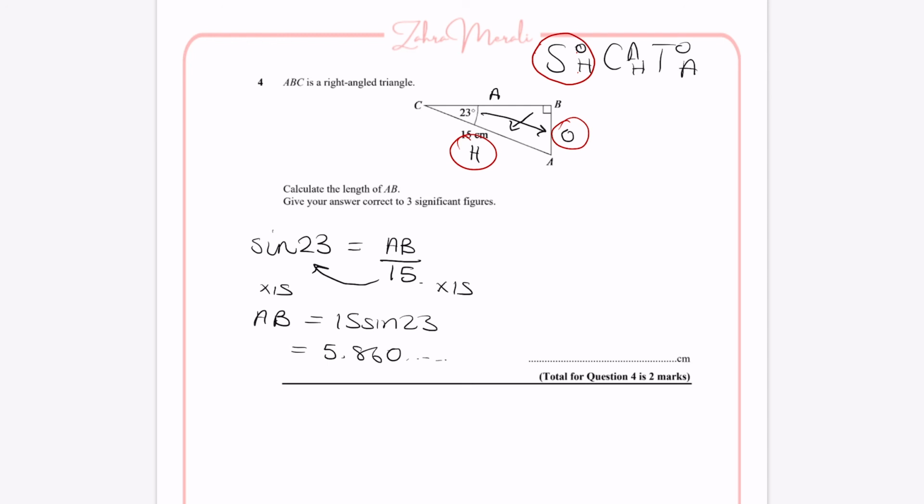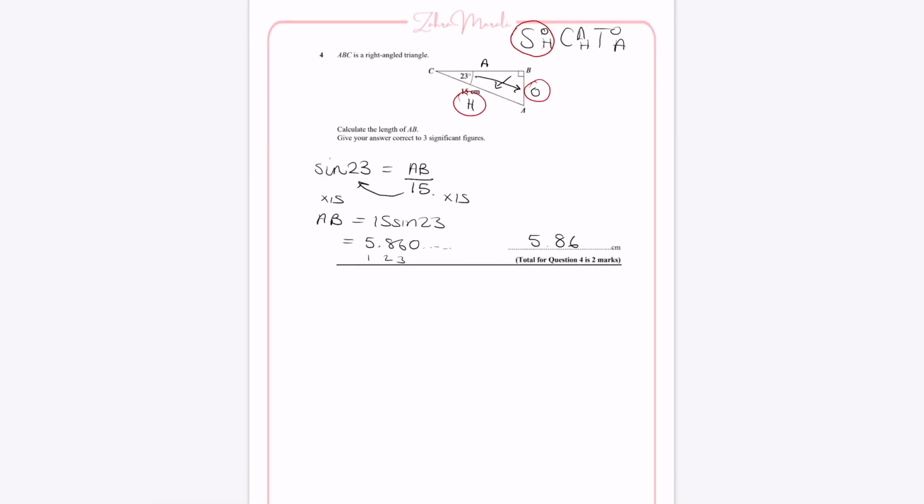And so if I do 15 sine 23, I get 5.860. I want to do it to 3 significant figures, so that means 3 numbers. So I get 5.86 as my length. And you know, you do like a little sense check. You're like, is it smaller than the hypotenuse? Yes, it is. Probably done it right. If you get a number bigger than that, you know you've done something wrong.